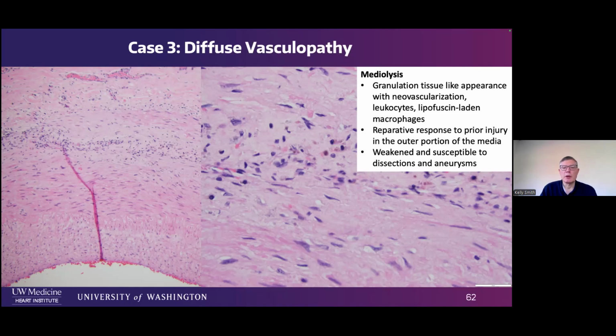I'm presuming, again, that this leads to weakening of the arterial vessels that then makes the patient susceptible to the dissections and the pseudoaneurysms that we've seen. I think that's it. Thank you, Dr. Smith.